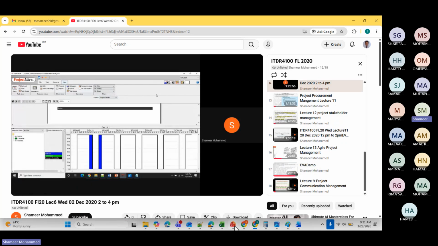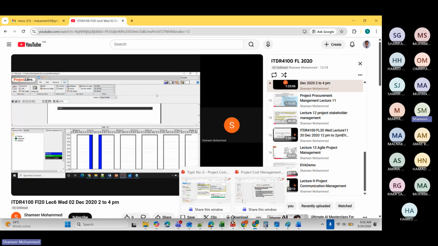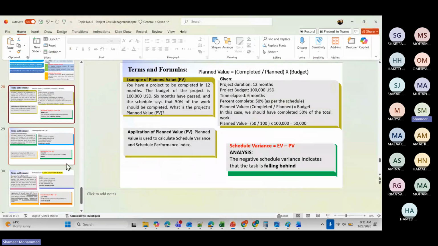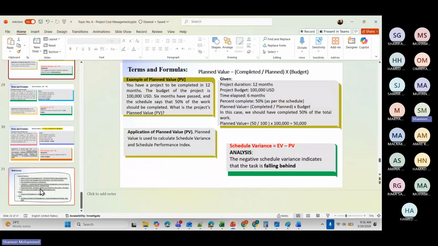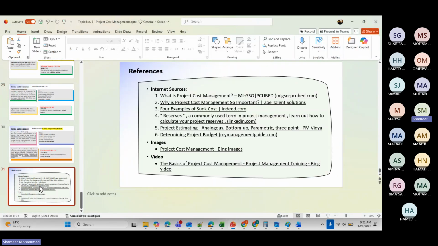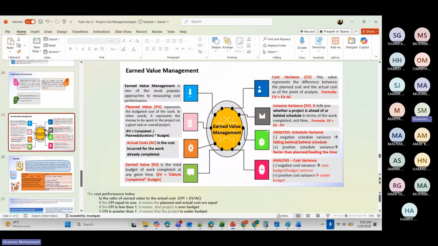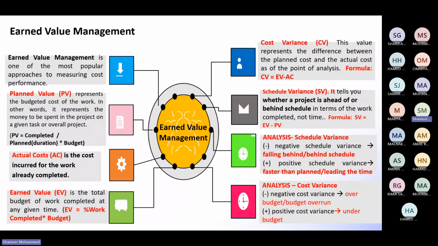Okay, students. So this is about managing the cost of your project. How do you manage the cost? Why is this important? How to save the time, how to save the money. So this is a very important tool for project managers, earned value management. Practically also we need to do this one.